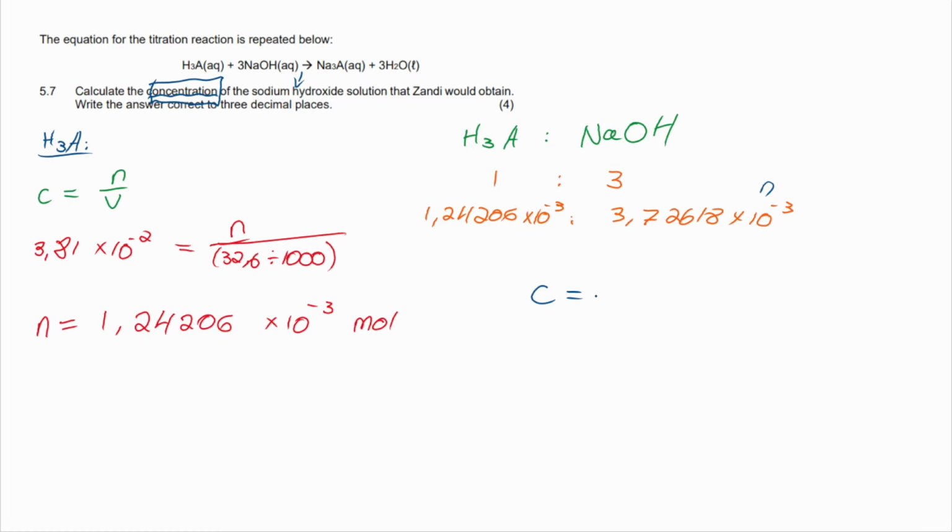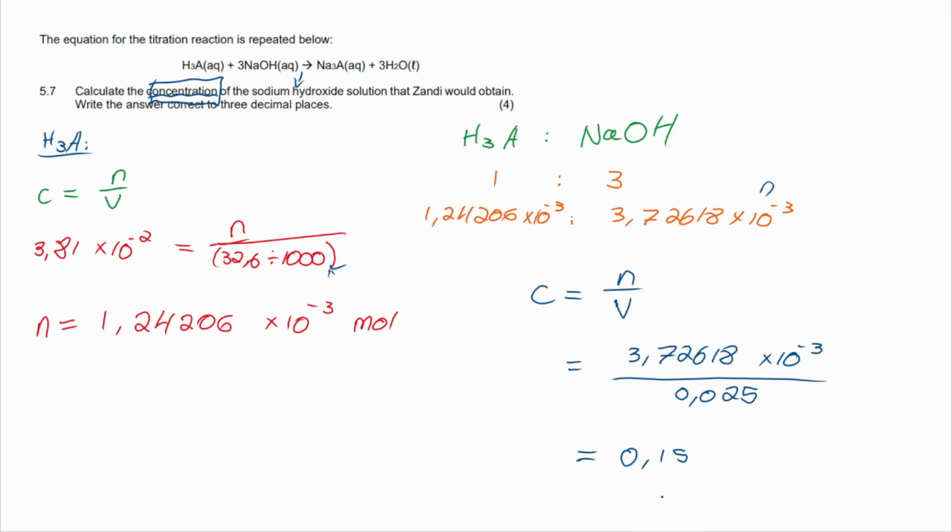Okay, so I have C is N over V, and that's the 3.72618 times 10 to the minus 3, over my volume, which is 0.025. I decided to just divide instead of doing this times. But anyways, we take that previous answer that should be on your calculator and divide by that, and we get a concentration, careful, to 2 decimal places now, of 0.15, and the units mole per decimeter cubed.